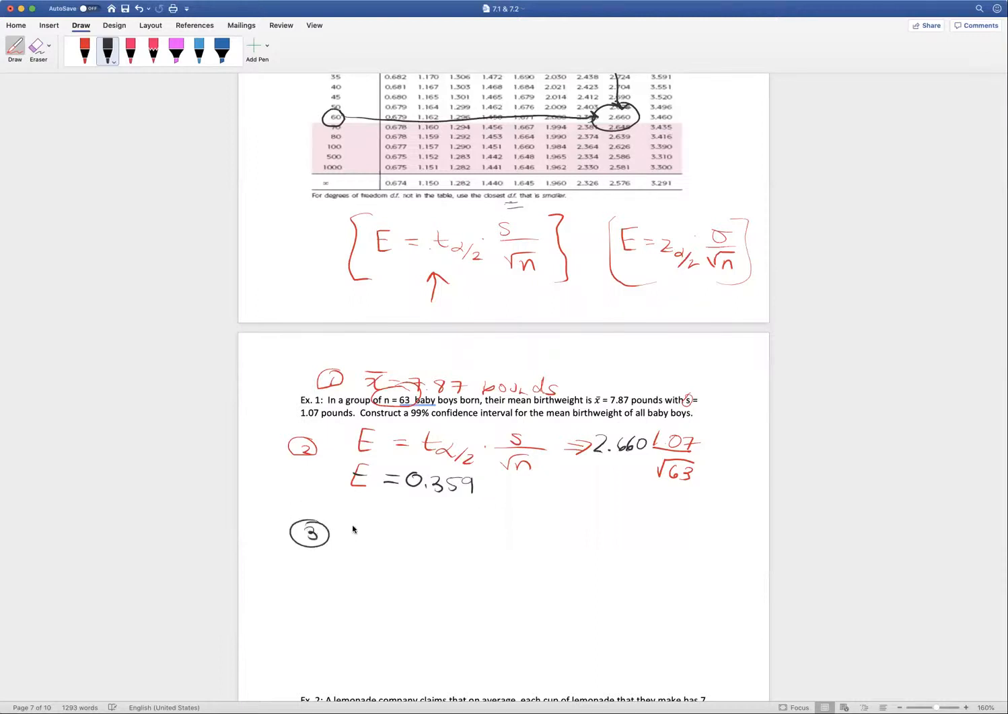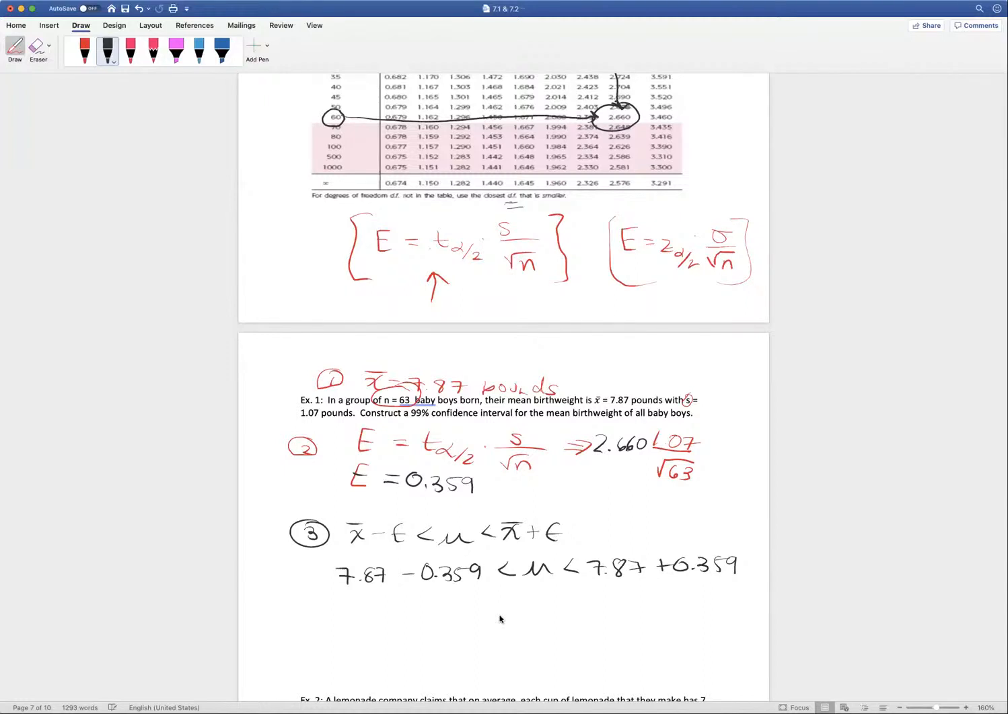Step 3 is let's construct a confidence interval based on this. Remember, the confidence interval is the sample mean minus the error, which is less than the true population mean, which is less than the sample mean plus the error. The sample mean is 7.87. Subtract off the 0.359 pounds of error. That's less than the mean, which is less than 7.87 plus 0.359.